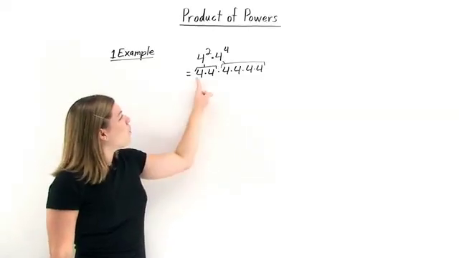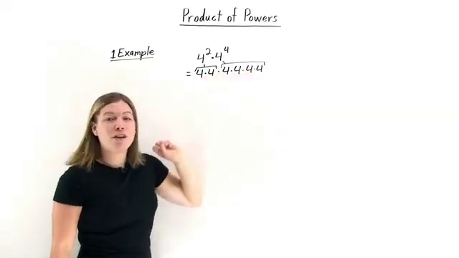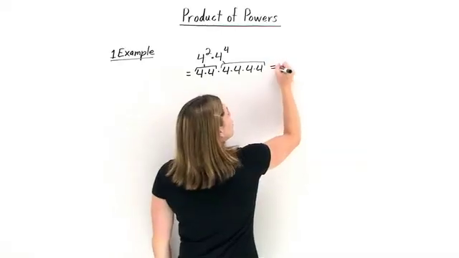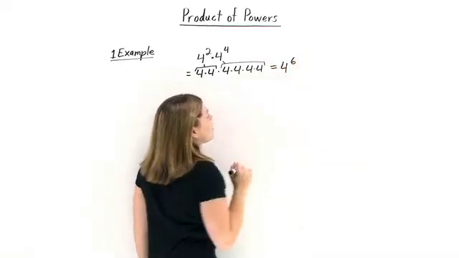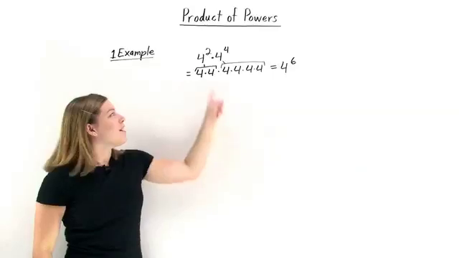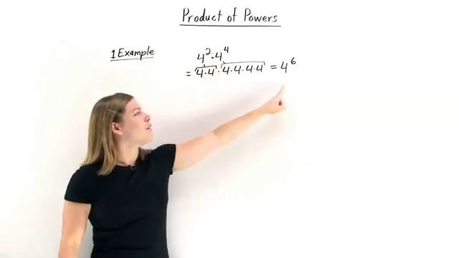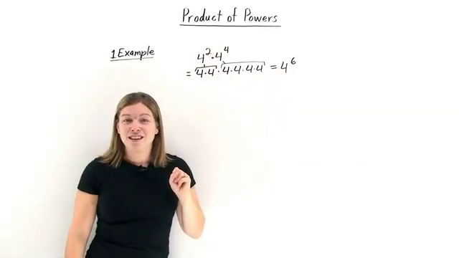Now look, we're taking 4 and multiplying it together 6 times. So we could rewrite this as 4 to the 6th. That means that 4 squared times 4 to the 4th is equal to 4 to the 6th.